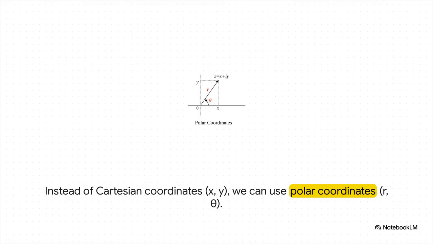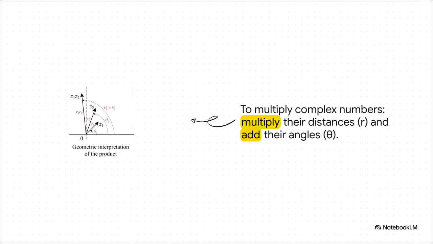Now, to see this, we need to change how we describe our points. So instead of using coordinates like go 3 left, 4 up, we can use polar coordinates. That just means we state two things: the distance from the center, which we call r, and the angle it makes with the positive real axis, which we call theta. And this is the mind-blowing part. When you multiply two complex numbers from this new perspective, you simply multiply their distances and you add their angles. That's it. Multiplication in the complex plane is really just an act of scaling and rotating. Every single complex number holds a secret command to stretch and turn any other number it touches.